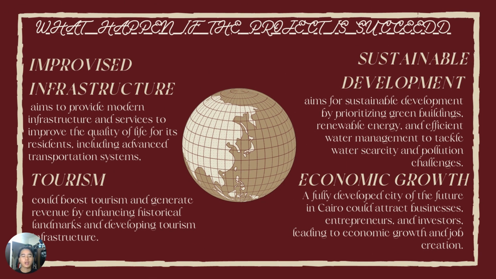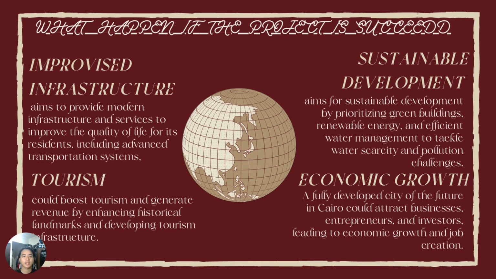Next, what would happen if the project succeeded? First, improved infrastructure. It aims to provide modern infrastructure and services to improve the quality of life for its residents, including an advanced transportation system. If this project were complete, there would be a lot of infrastructure there and it would help Egypt in many ways. Second, sustainable development. It aims for sustainable development by prioritizing green buildings, renewable energy and efficient water management to tackle water scarcity and pollution challenges.